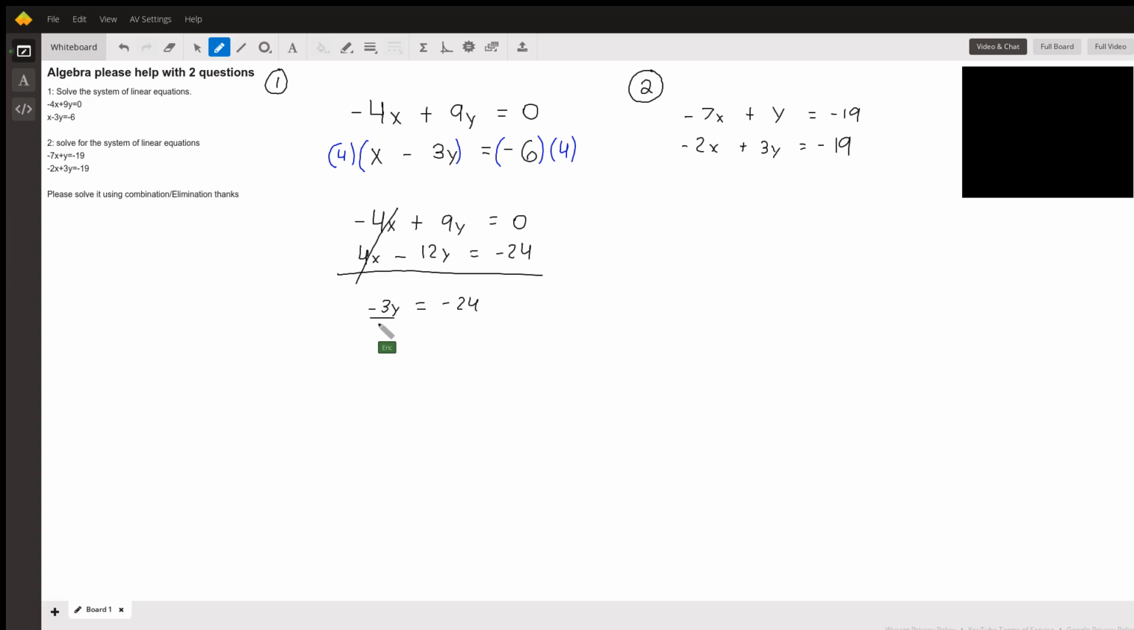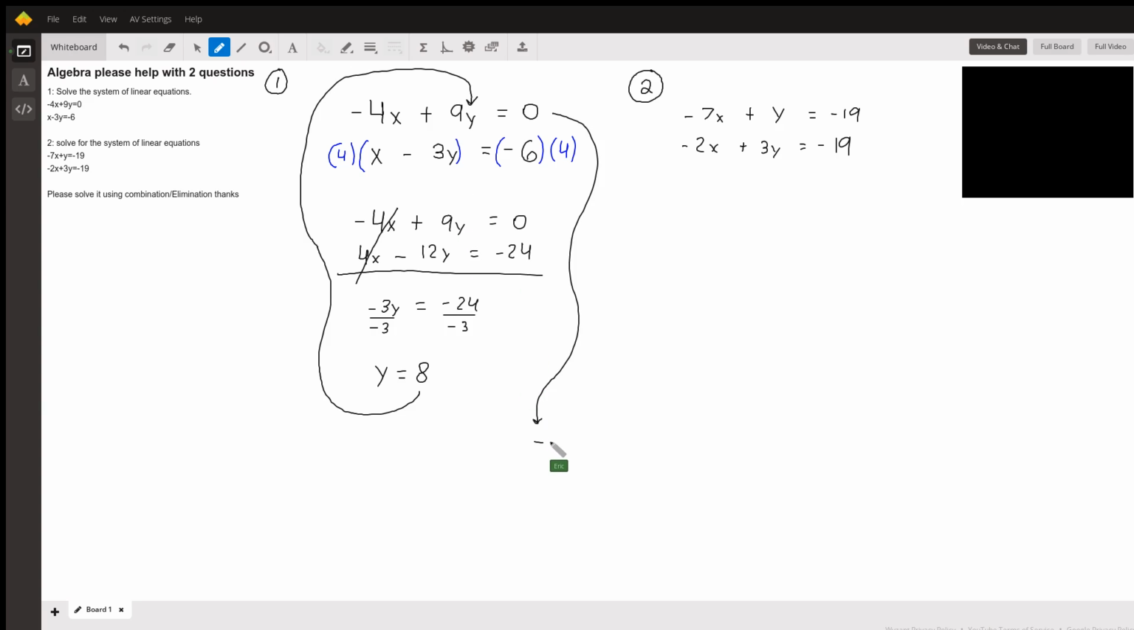Now when we divide both sides of the equation by negative 3, we have y equals negative 24 divided by negative 3, which simplifies to 8. So now that we know that y equals 8, we can plug an 8 back in for y in either one of the original equations. Let's go with the first equation here.